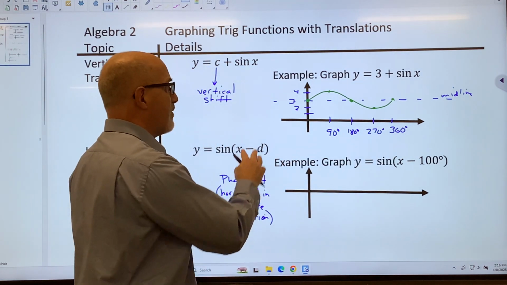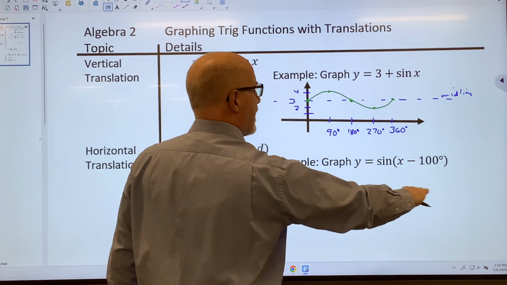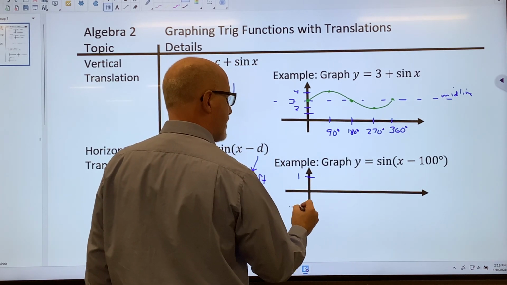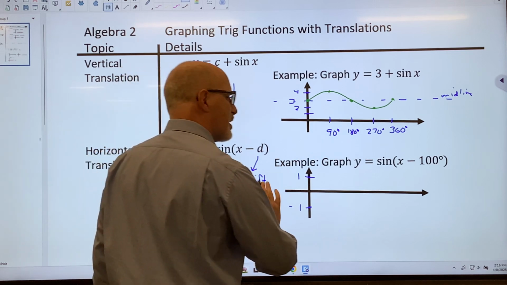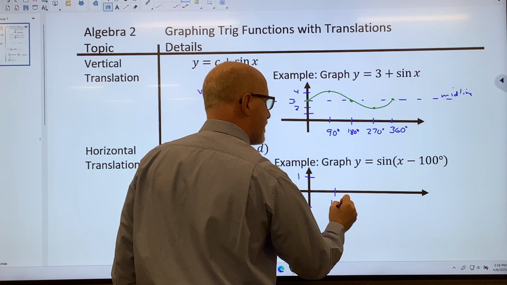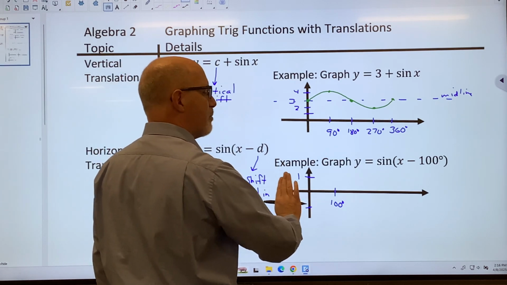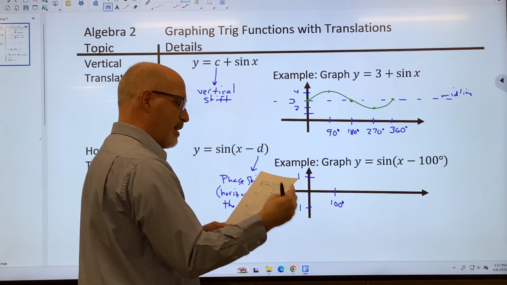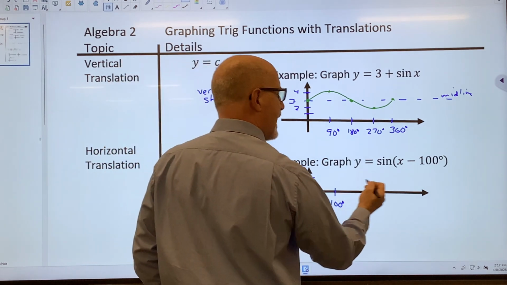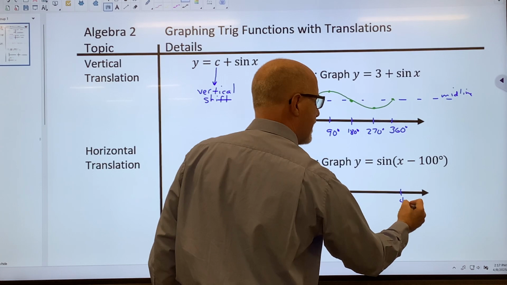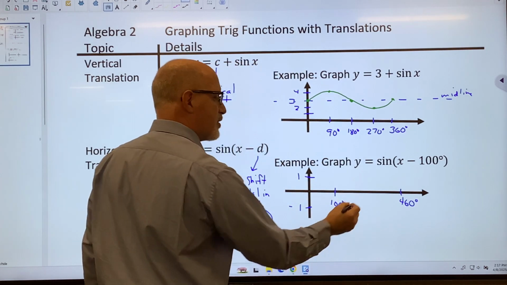So this one, I haven't vertically translated, so my midline still is at 0. So my amplitude still goes up to 1 and down to -1. I'm just going to shift this out though and start my graph at 100 degrees. So take the starting point, move it out to 100 degrees, and from there lay off my period being 360. If I add 360 onto this, I'll go out to 460. And then I'll split that in half.